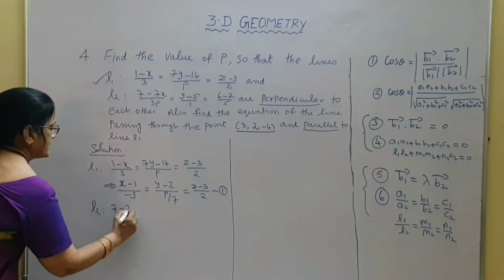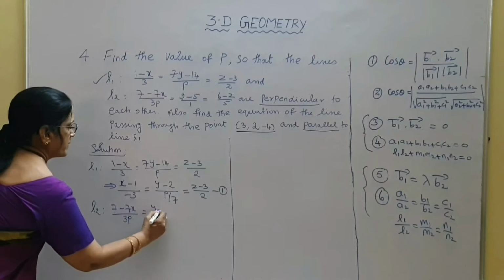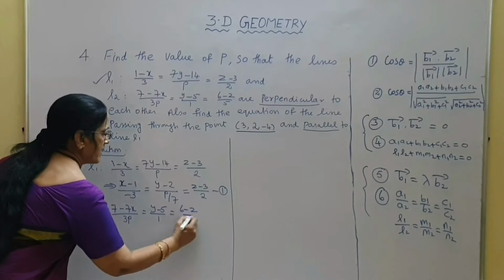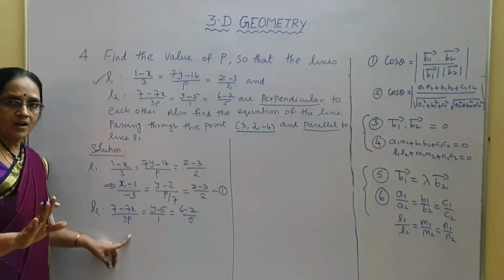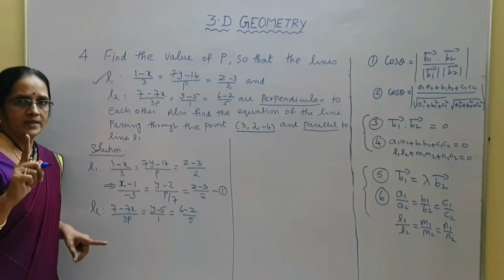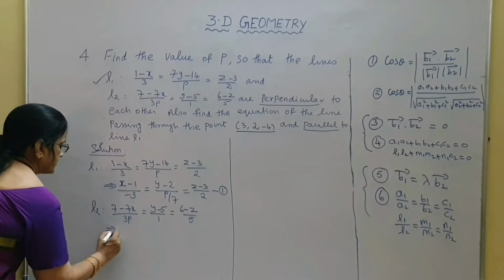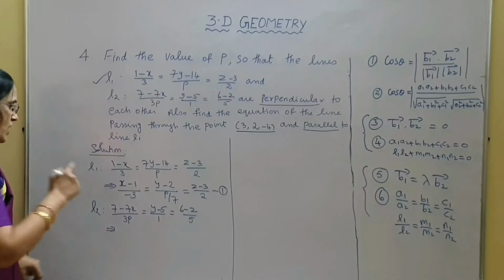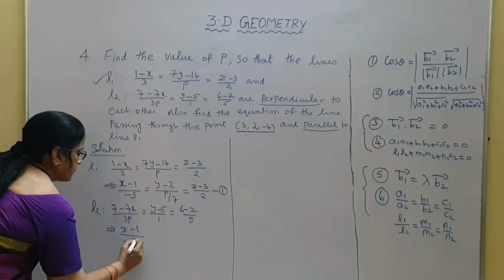(7 minus 7x) by 3p is equal to (y minus 5) by 1 is equal to (6 minus z) by 5. Again, this equation is not in standard form because the coefficients of x and z are not 1. So let me write it in standard form now. Here let me divide the numerator and denominator by minus 7. So I will be getting (x minus 1) by (minus 3p by 7).